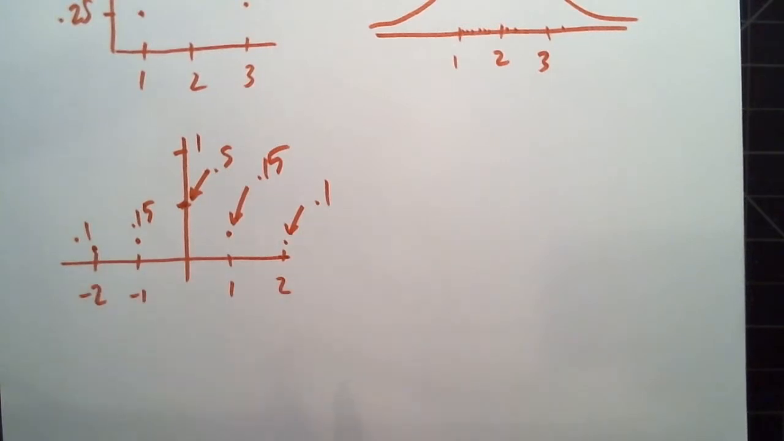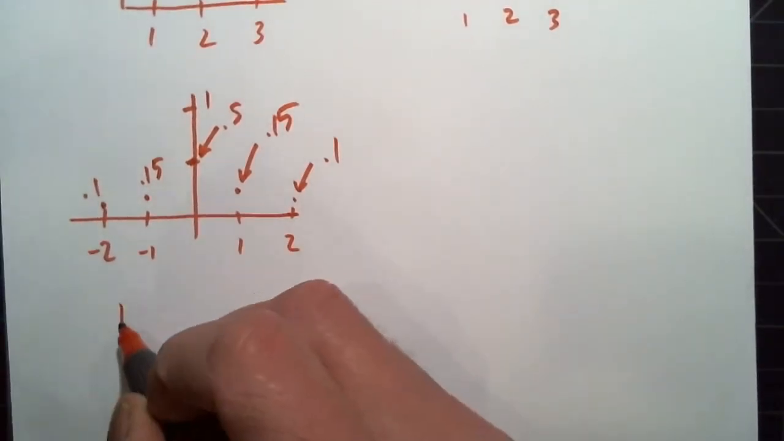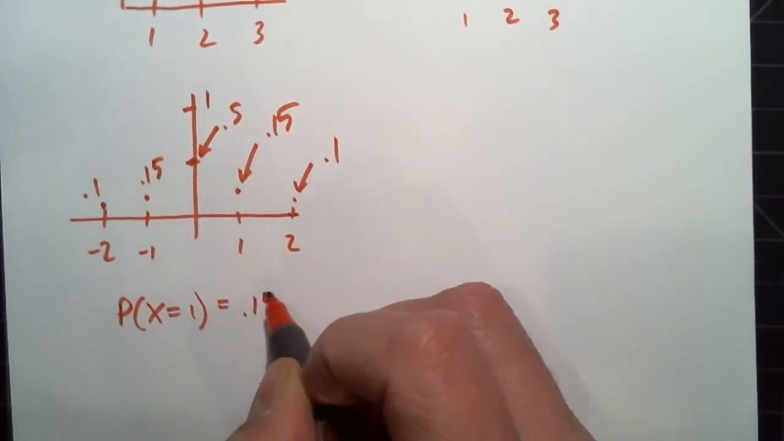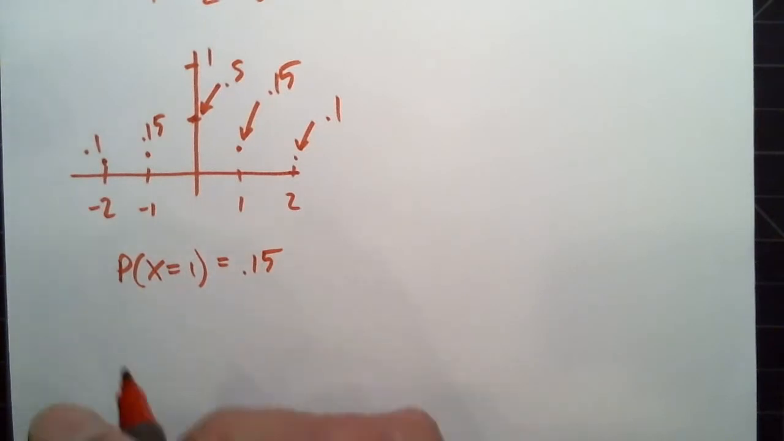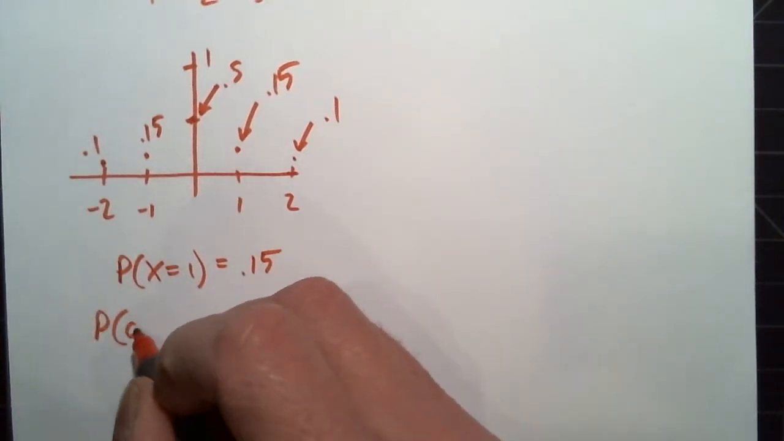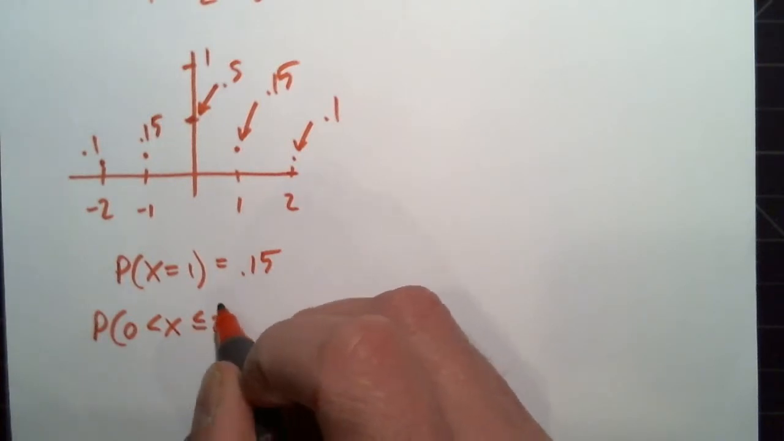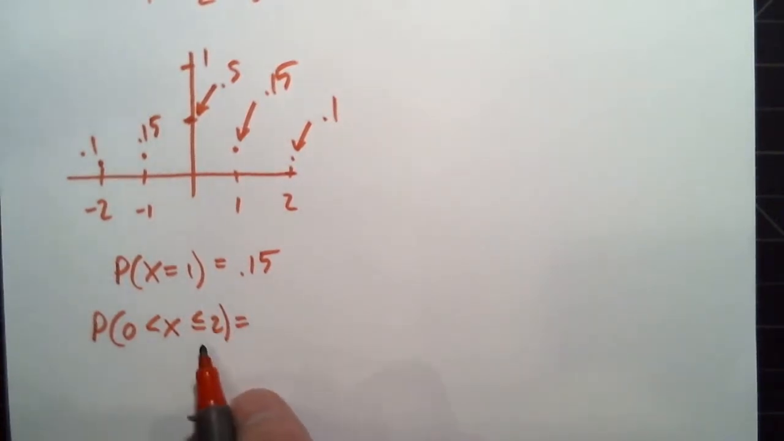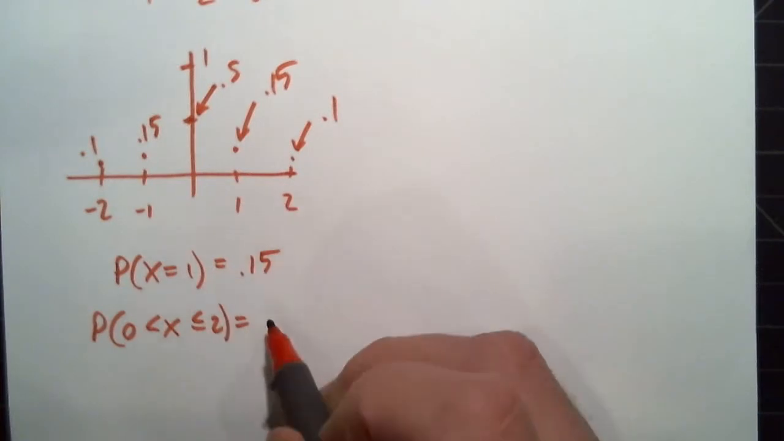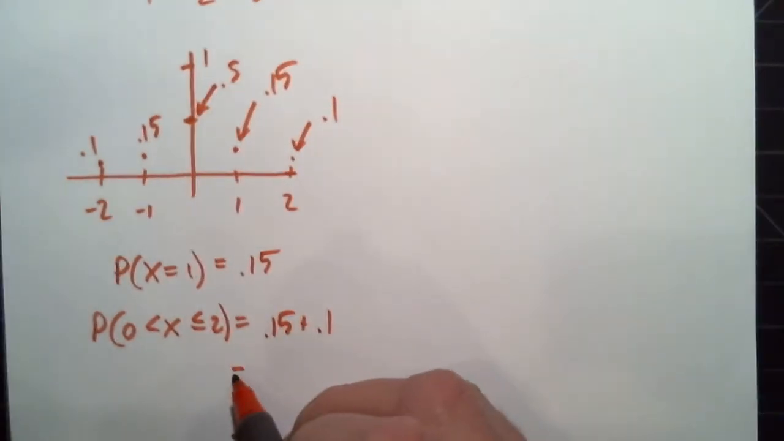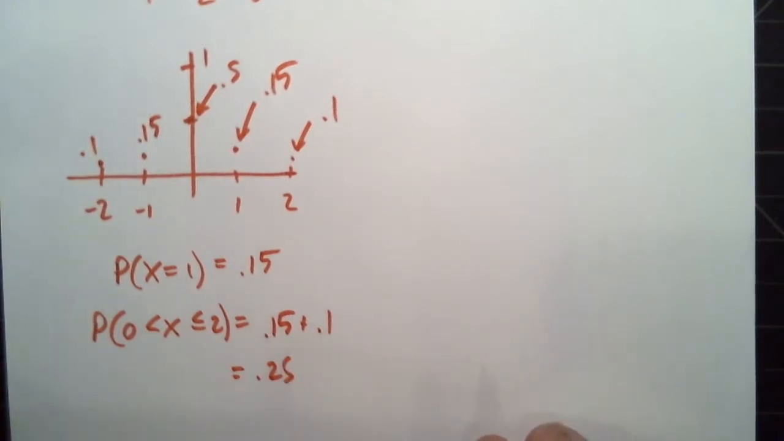30 plus 20, 50. And we can talk about the probability that x equals 1. The probability is 0.15. And we can talk about the probability that x is greater than 0 but less than or equal to 2. So this is describing 1 or 2. And we would just say 0.15 plus 0.1, and we get 0.25. We can answer questions like that.